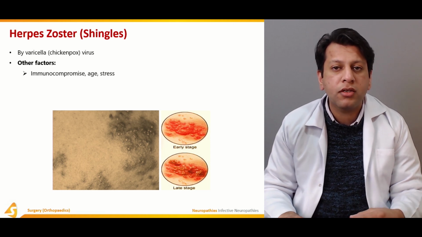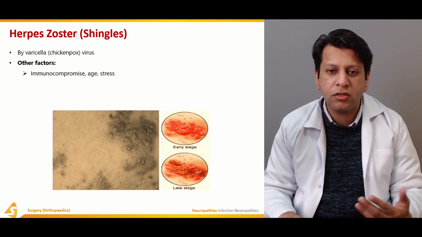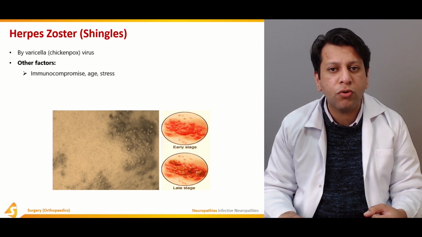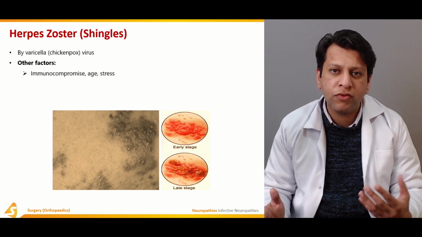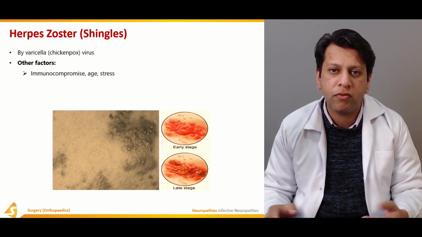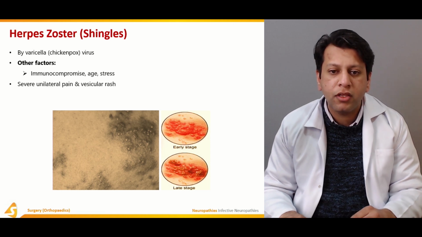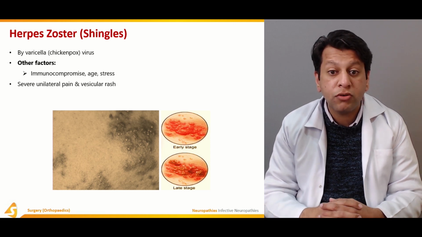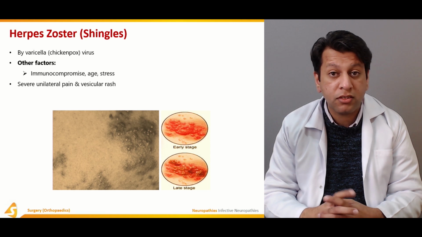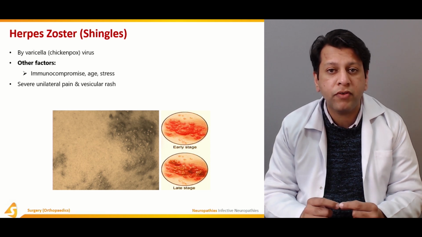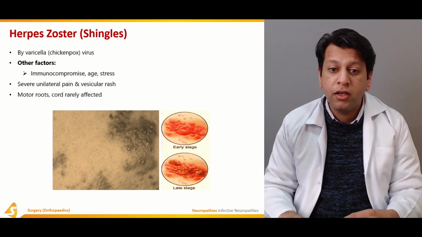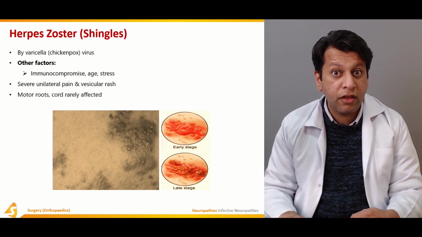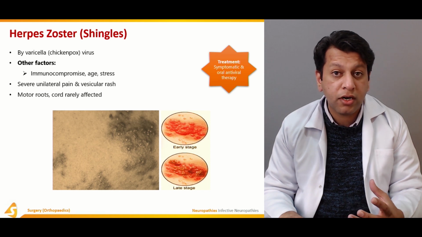Normally it does not affect people, but in case of the immunocompromised, old age people, or those who are under stress, for example, those taking steroids for any other disease, they may be infected with this virus. The classical symptom is severe unilateral pain and vesicular rash. The classical point is that it only affects a single dermatome. Motor roots and cord are rarely affected. Only the sensory part is actually affected.